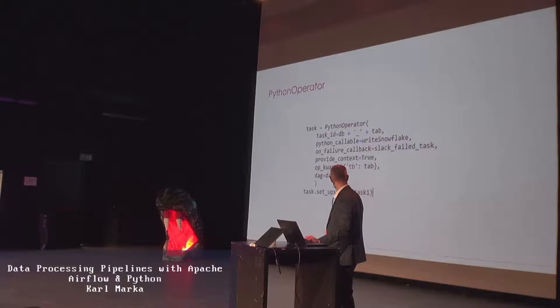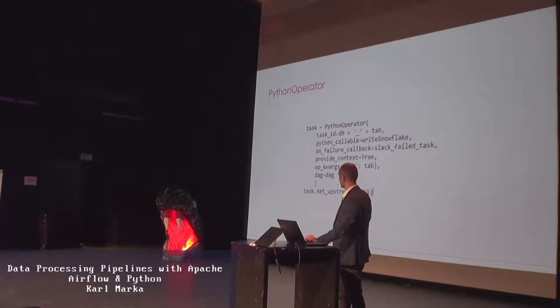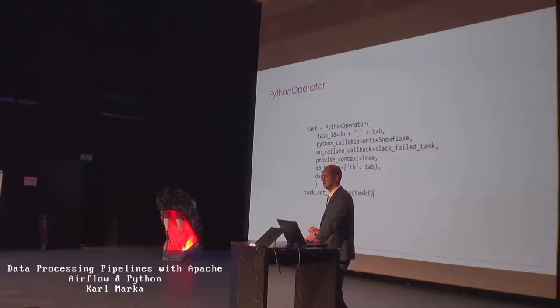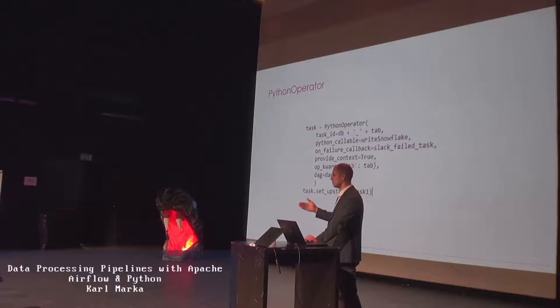You could also specify what to do when this task, or this Python operator, fails. In our case, send a message to a Slack channel. It could also be send a text message to your phone. If it's some very business critical task, you send an email. It could be initiate some other DAG.